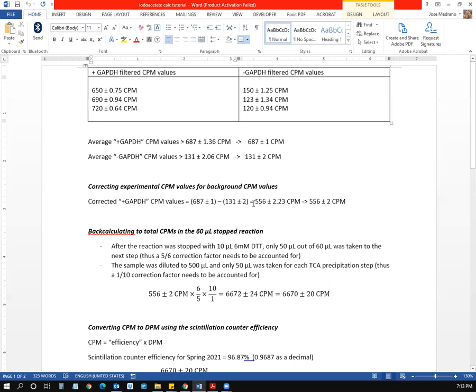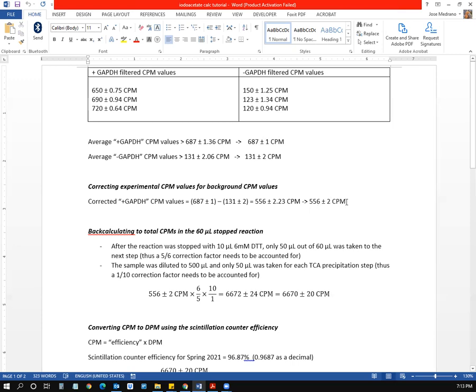And what I'm left with is a corrected CPM of 556 plus or minus 2.23 CPMs, which I've rounded down to plus or minus 2 CPMs to be in accordance with significant figures here.